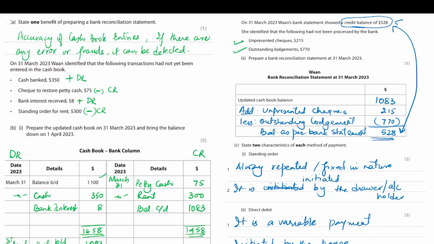So this is the solution for this kind of bank reconciliation problem.